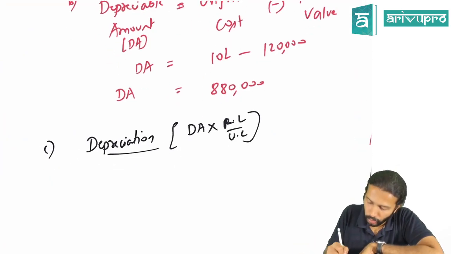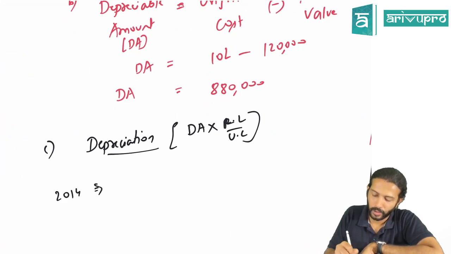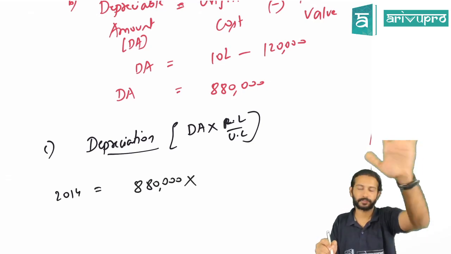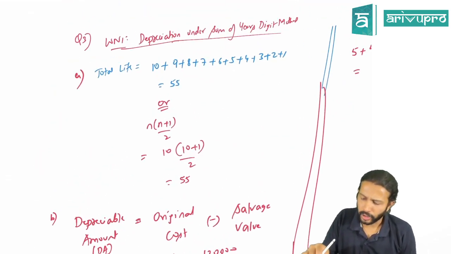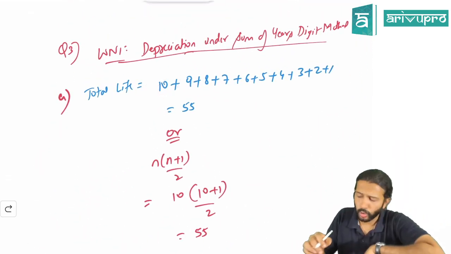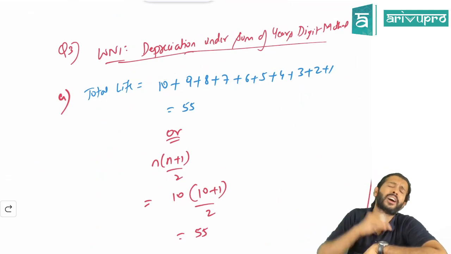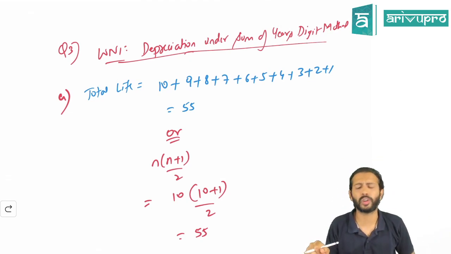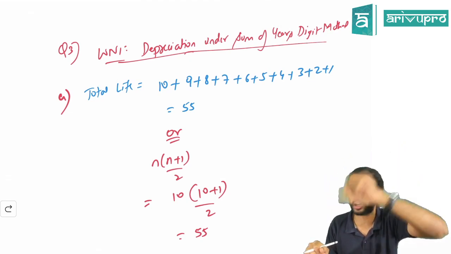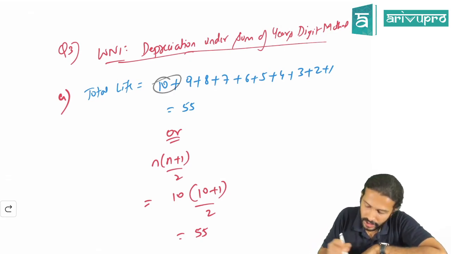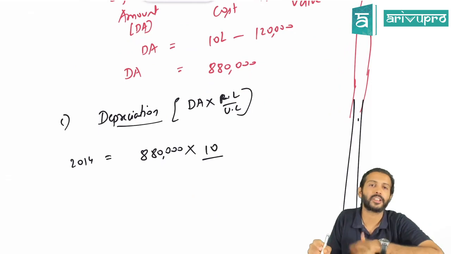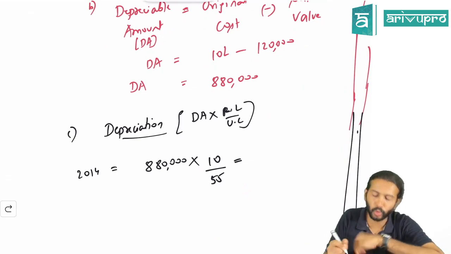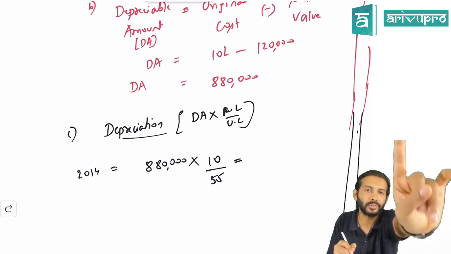Now the calculation part. For 2014, what is your DA, the depreciable amount? 8 lakh 80,000. You bought it in 2014, correct? To calculate depreciation, when you bought the asset, how many years of life were remaining? 10 years. So remaining life is 10 years, divided by total life, which is 55. So 10 divided by 55. If you do that, you get depreciation for 2014, the first year.